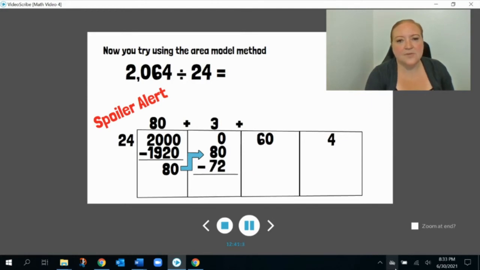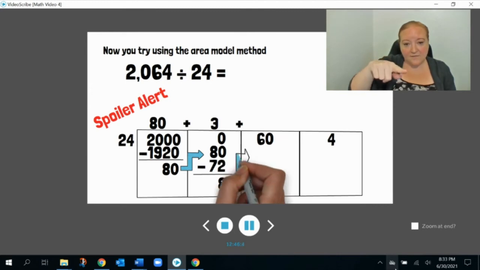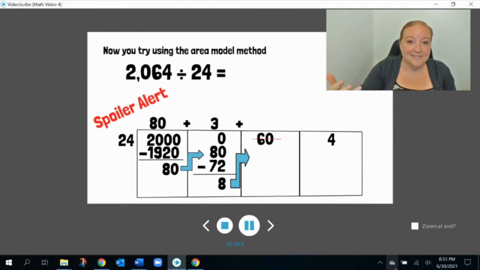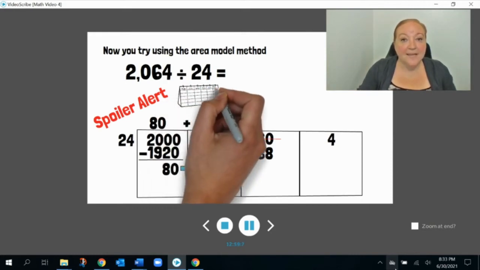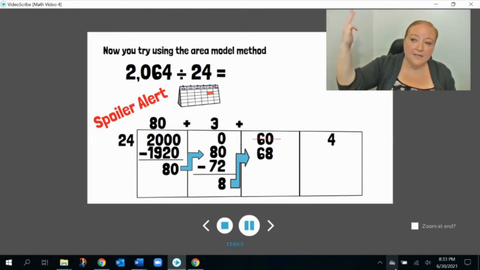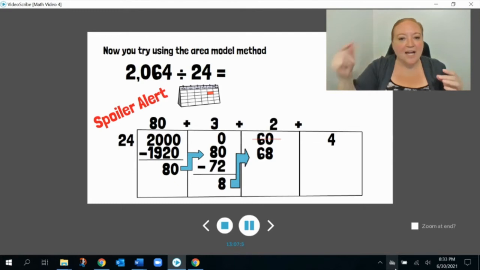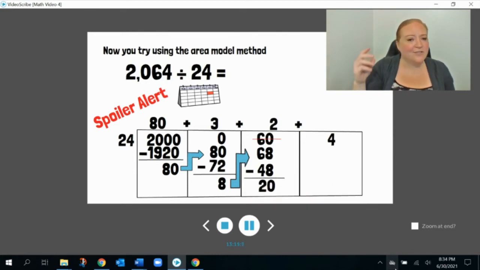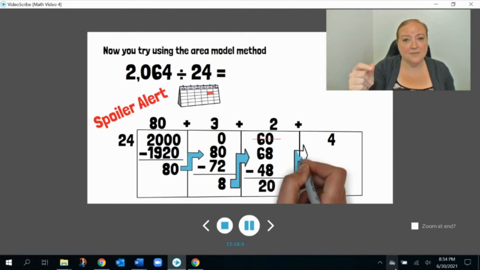Now you're like, wow, Miss Mooney, you're doing 24 so easily. I'm going to tell you the trick, okay? So then you have 8, you bring the 8 over to 60, and you change the 60 to 68. Now, does anybody know what 24 is, like in real life? Yeah, 24 hours in a day. So I know 24, 48, 72, 96, right? I just know these numbers. So you're going to look for common numbers. Now we know that 2 times 24 is 48, and you should just be able to see that's 20, okay?